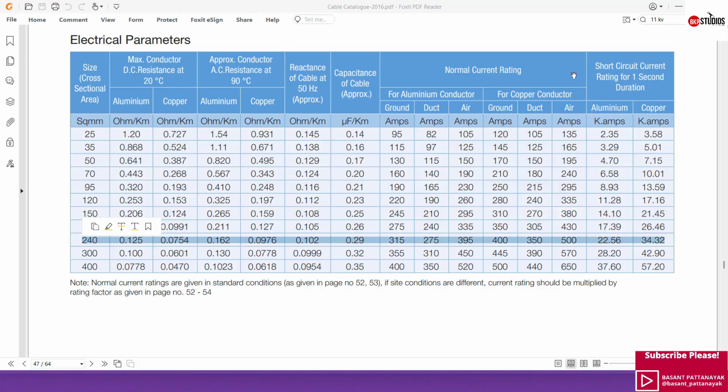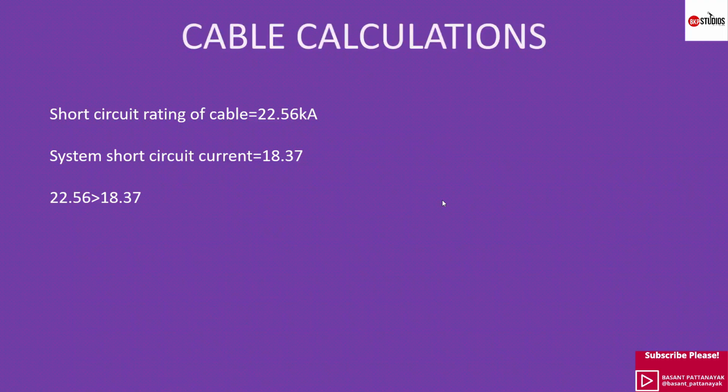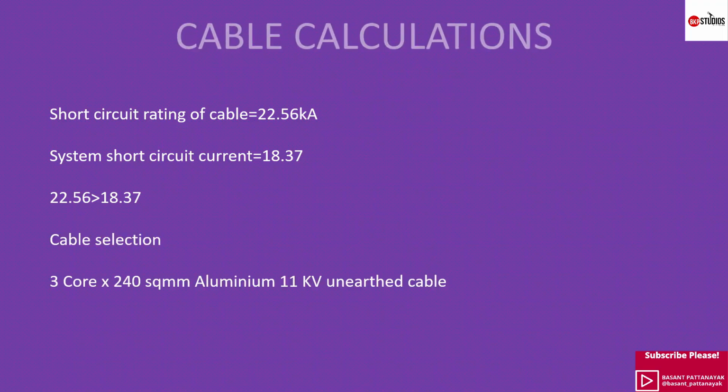If you go back to the cable catalog, you can see the short circuit current rating for 1 second duration for 240 square mm cable is 22.56. The maximum short circuit capacity of the cable is 22.56. What is the system short circuit capacity? System short circuit capacity we found as 18.37. This 22.56, the short circuit current rating of the cable, is greater than the system short circuit current, 18.37. So in this scenario also, our cable selection, 3-core 240 square mm aluminium 11 kV unearthed cable, is valid.